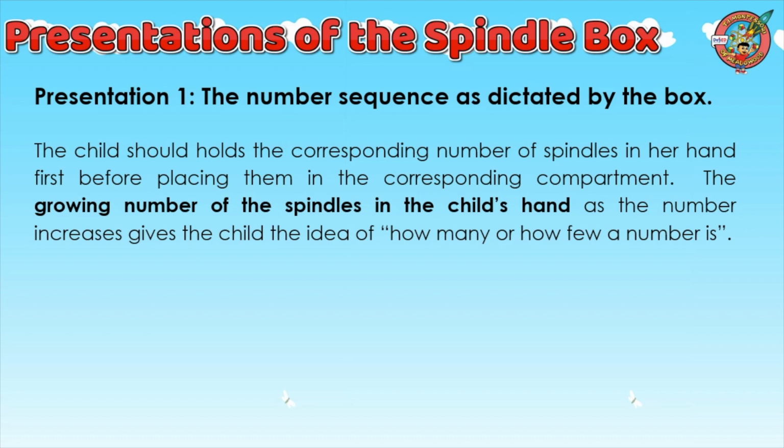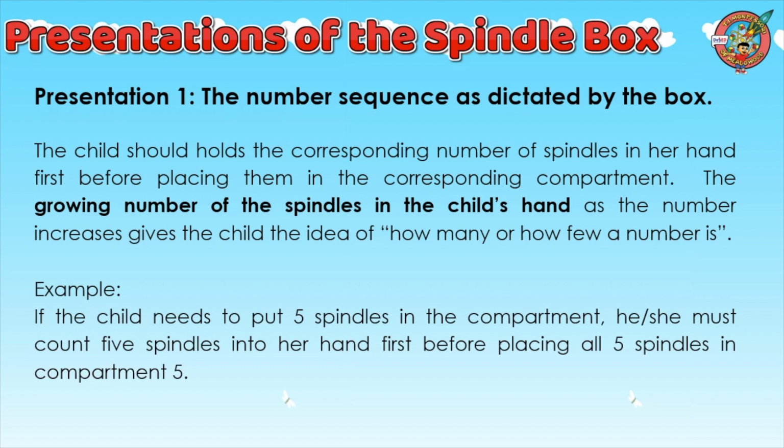The child should hold the corresponding number of spindles in her hand first before placing them in the corresponding compartment. The growing number of the spindles in the child's hand as the number increases gives the child the idea of how many or how few a number is. Example: if the child needs to put 5 spindles in the compartment, he or she must count 5 spindles into her hand before placing all 5 spindles in compartment 5.